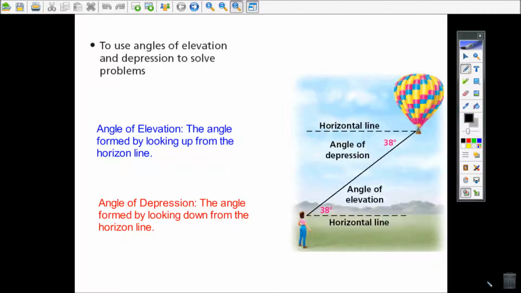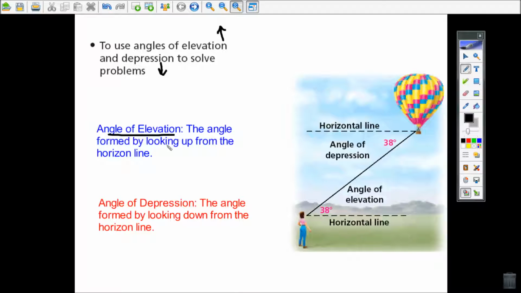So section 8.5 talks about angle of elevation and angle of depression. Elevation, think going up; depression, going down. So if you feel depressed, you're down. Elevation, elevator, going up. Those are things you can think of.